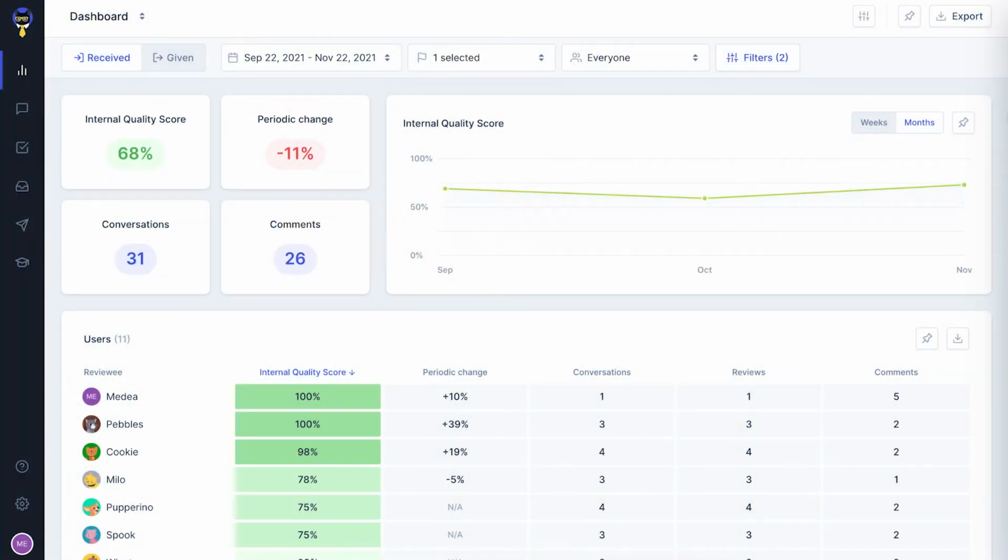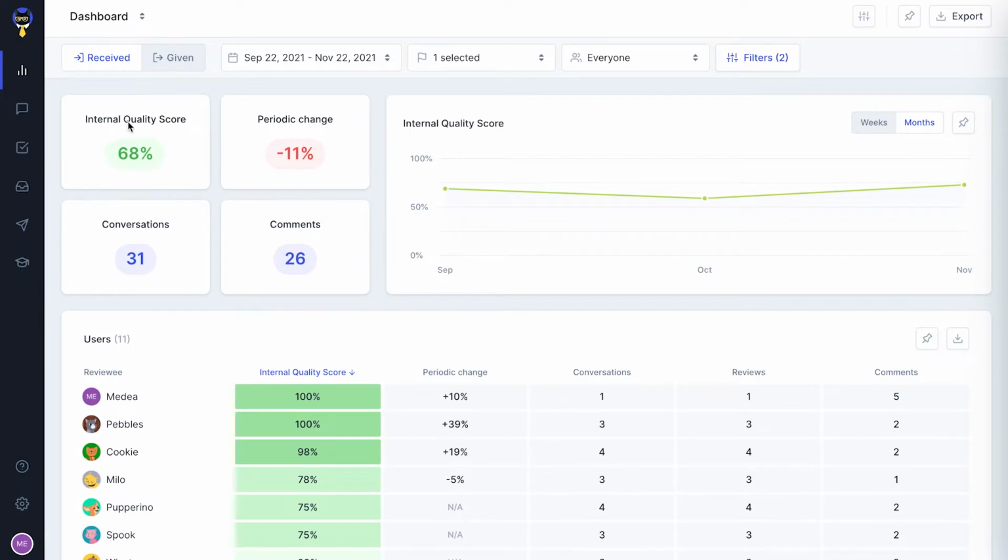Here's a short overview of our dashboard and the different kinds of reports that you will find here. I'll talk about specific scores, and hopefully by the end of the video, you'll know where they come from and how they can be interpreted. The first score that I'll talk about is internal quality score, known as IQS.